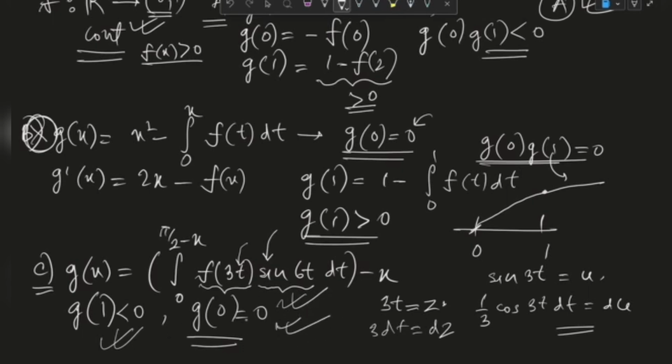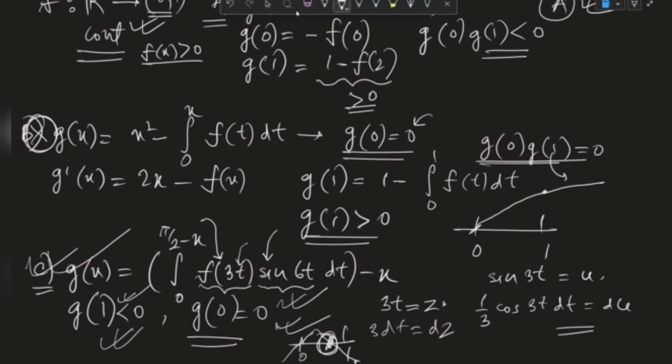Because g of 0 is 0 and g of 1 is less than 0, if you observe the curve, g of 0 is a root, this comes like this, and g of 1 is somewhere here, so it has to pass like this. So there is a place between 0 and 1 where it passes through, so our option C also becomes correct. If you can't solve this, then please let me know in the comments. I will post the solution for this in my posts section.